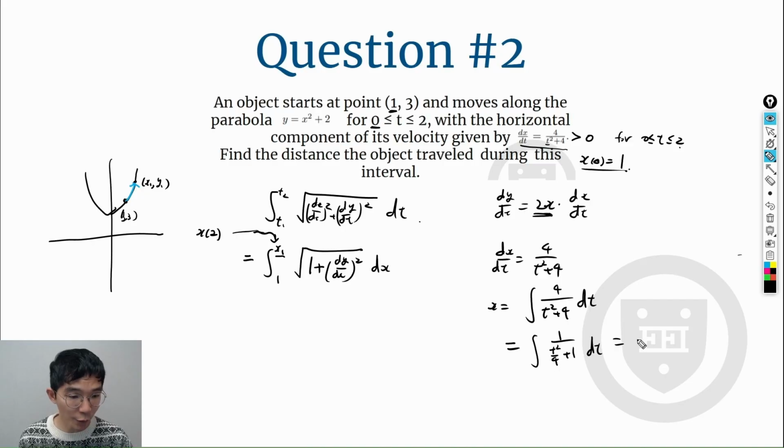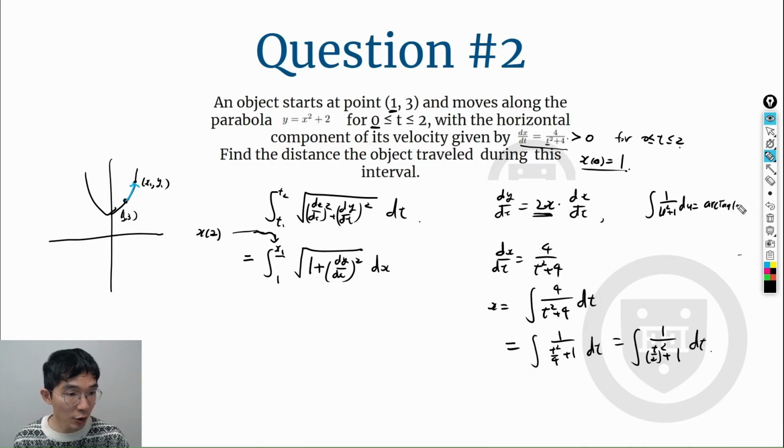And t squared over 4 can be expressed as the integral of 1 over (t over 2) squared plus 1 dt. Now, there is one formula that we're aware of that you're expected to know in integrals. It is the integral of 1 over u squared plus 1 du, which has to be equal to arctangent u. So what does that mean?